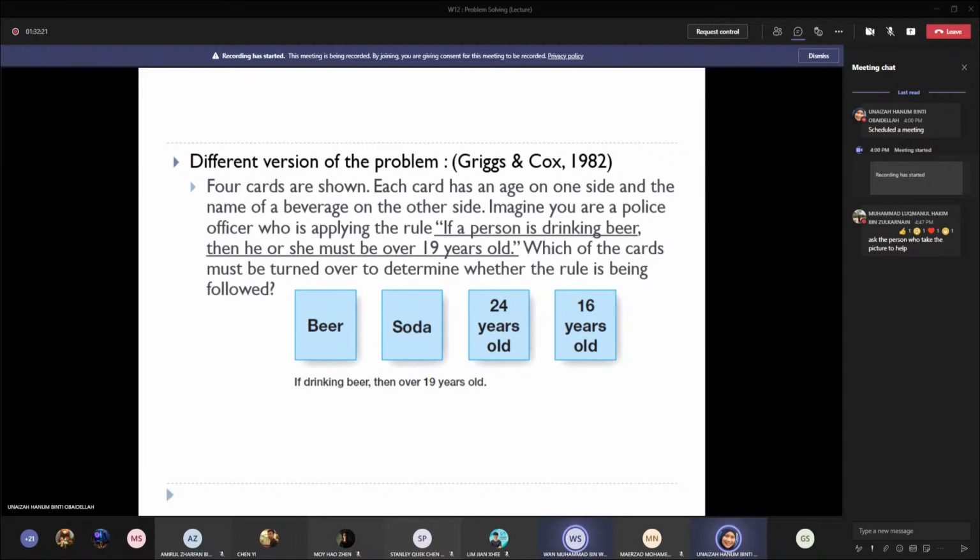Anyone? I guess beer and 60 years old. Yeah. Following that, beer and 60 years old. Beer and 16 years old. How about soda and 24?